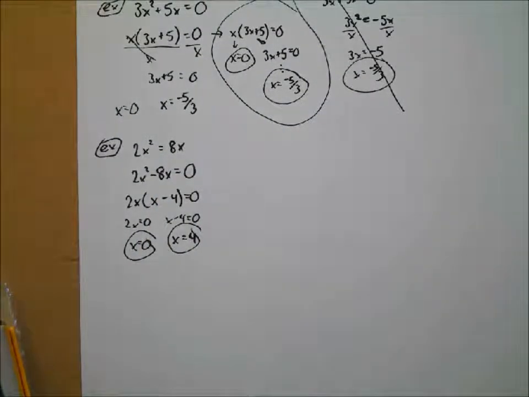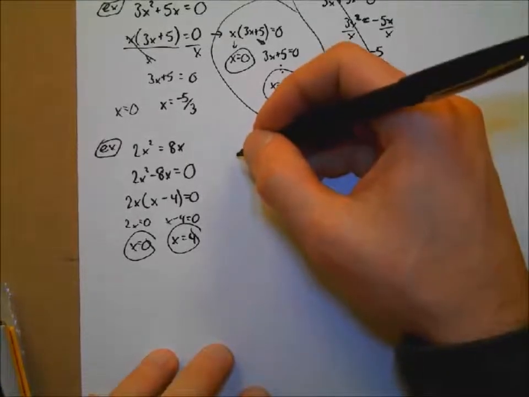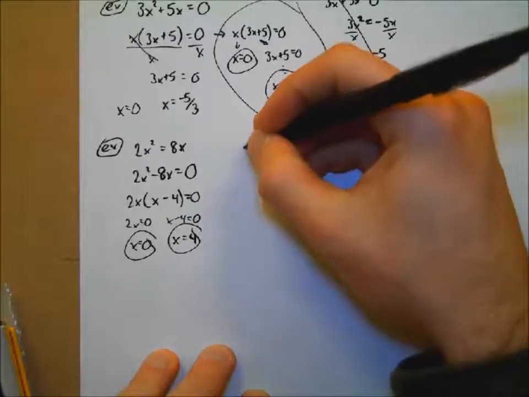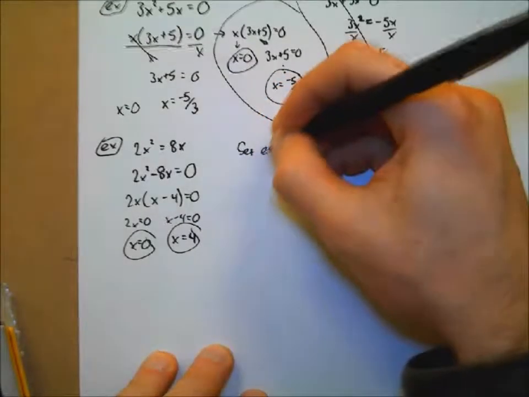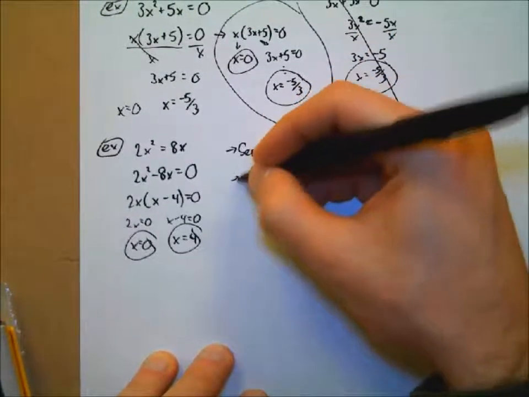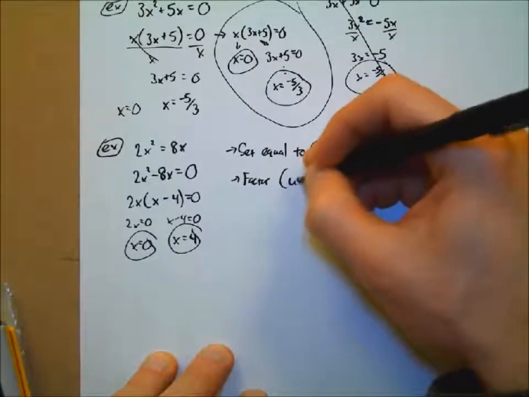So again, set equal to 0. You can just put them right there. That's fine. So, set equal to 0, factor. In this case, use GCF if possible.